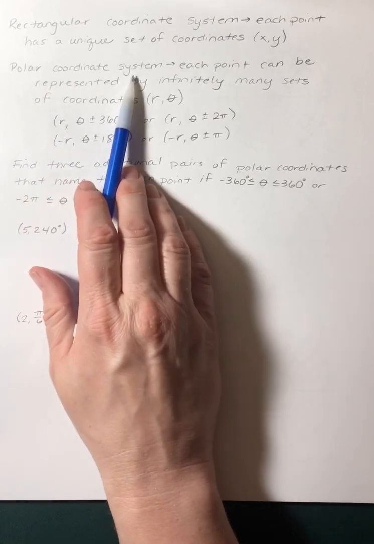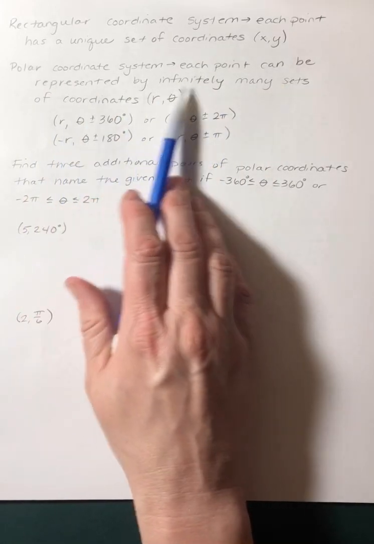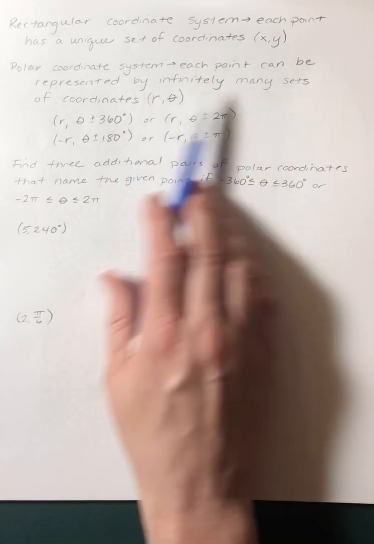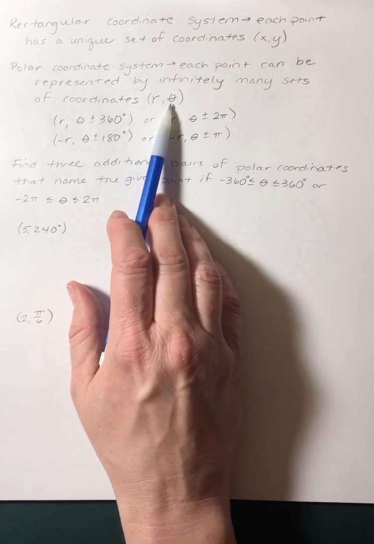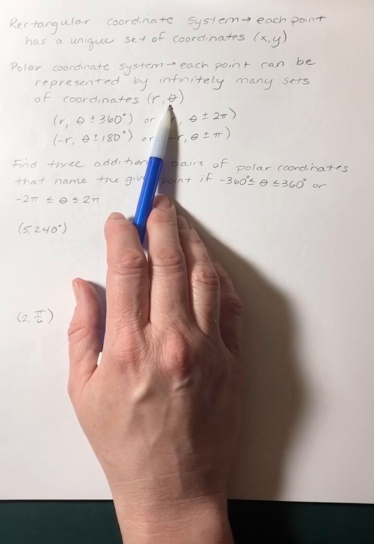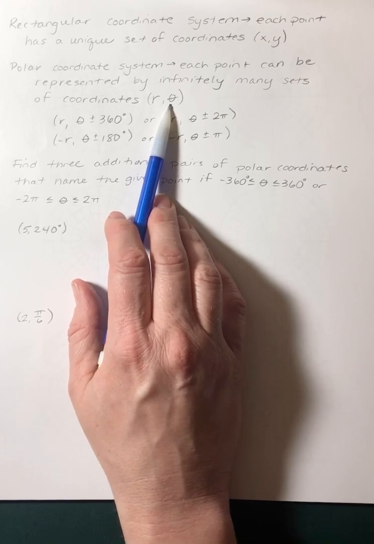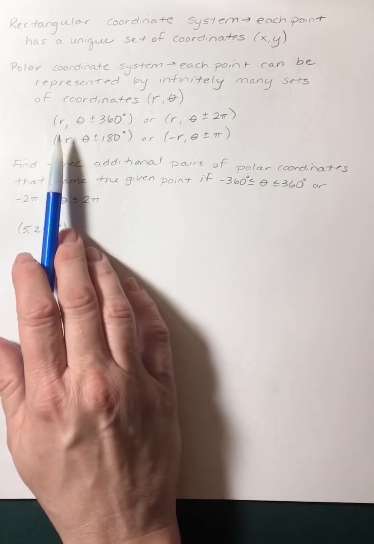So, in the polar coordinate system, each point can be represented by infinitely many sets of coordinates (r, theta). Again, r is the distance from the origin, and theta is the angle from the horizontal axis, if we call it that. It's not actually the x-axis anymore, it's the polar axis.